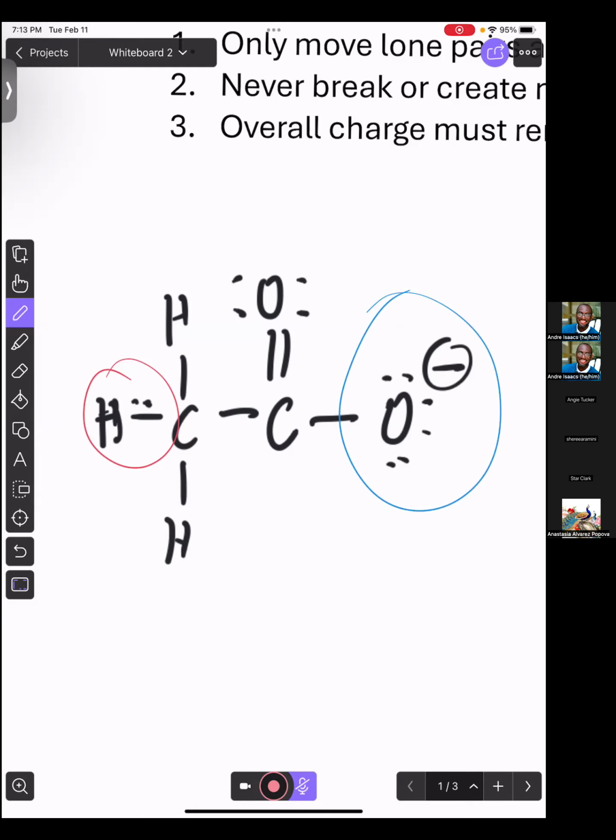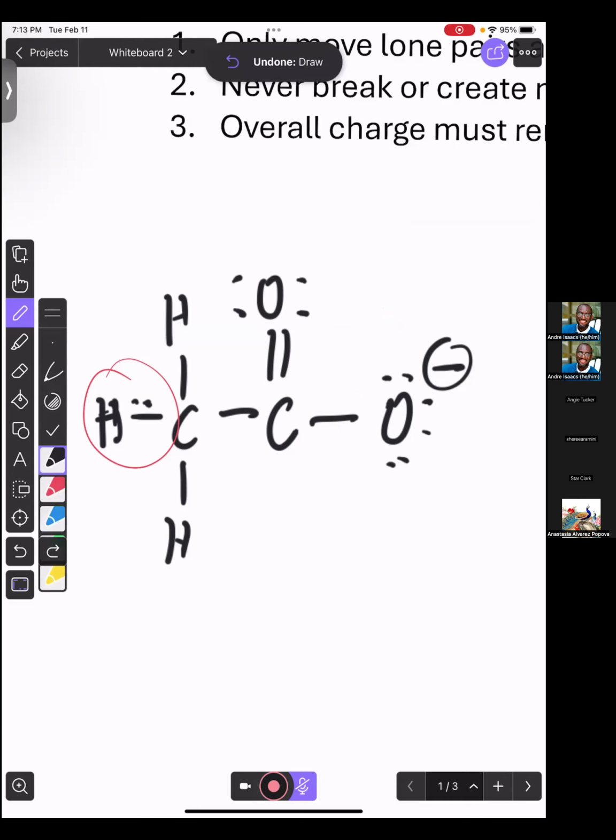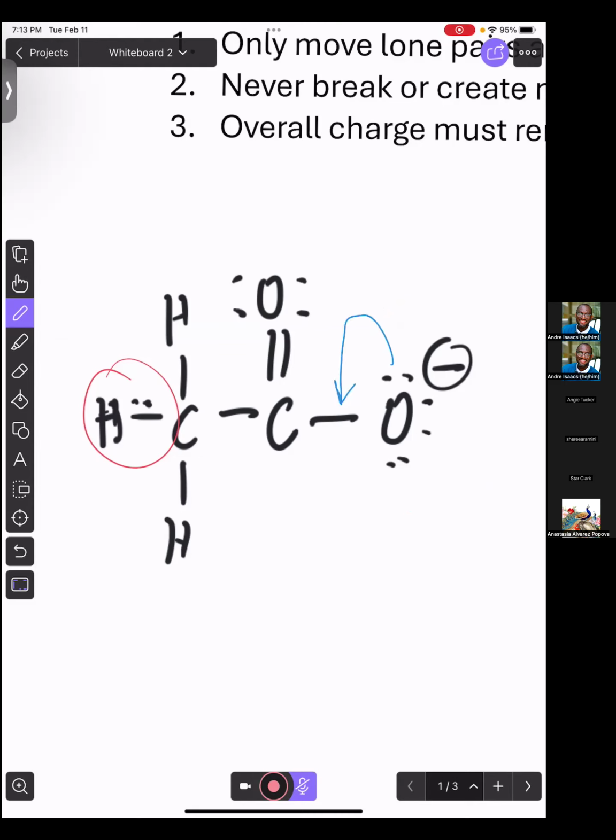It has three lone pairs. The electrons travel in pairs. And what it's going to do is share them with its neighbor. Okay, now let me erase that circle. Let me actually use a colored arrow to show the movement. It's going to share them with its neighbor.